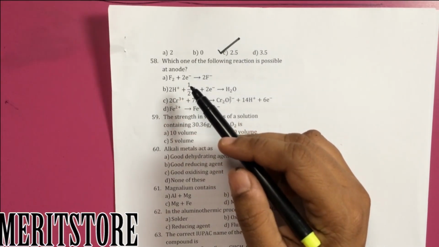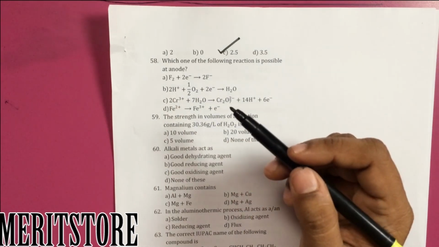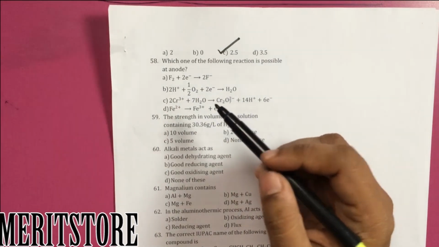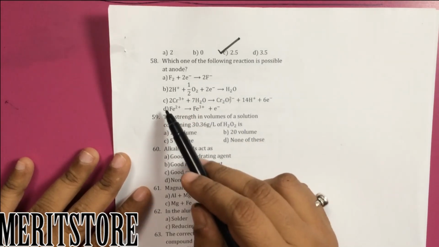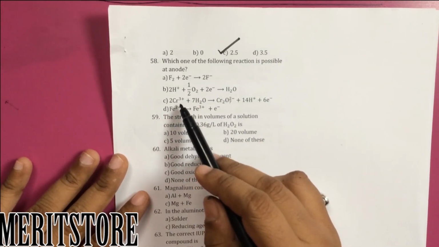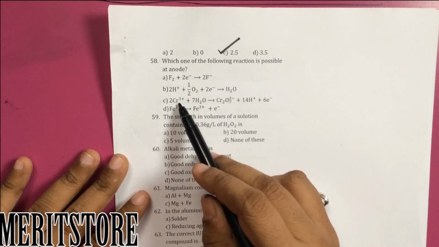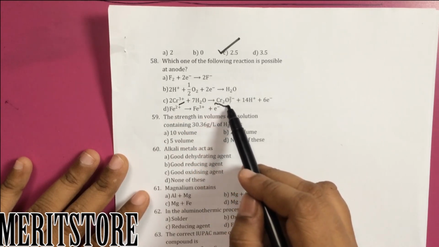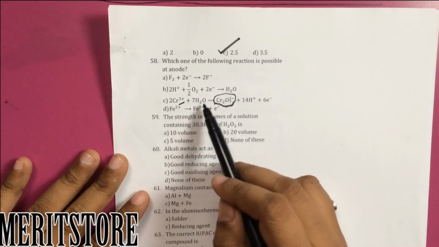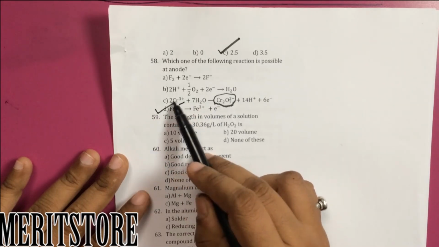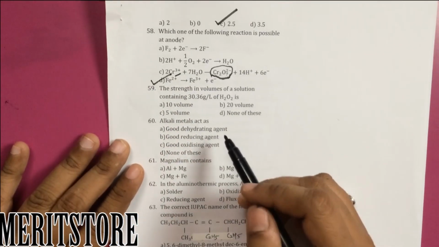Which of the following is not possible at the anode? When I'm talking about the anode, it gives us only oxidation reactions. Therefore, option A is not possible, B is not possible, they are reductions. Options C and D are possible. But if I look at option C, chromium 3 plus becoming Cr2O7 2 minus is not possible by just dissolving in water. Therefore, option D. Question number 59.